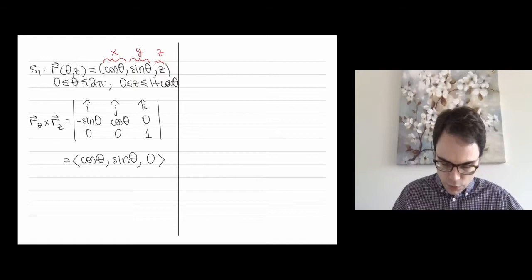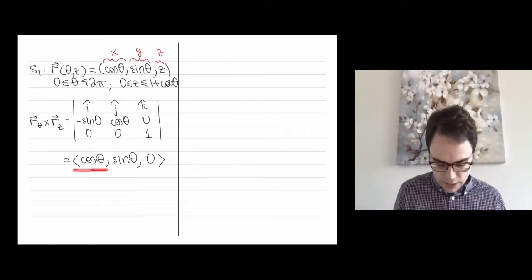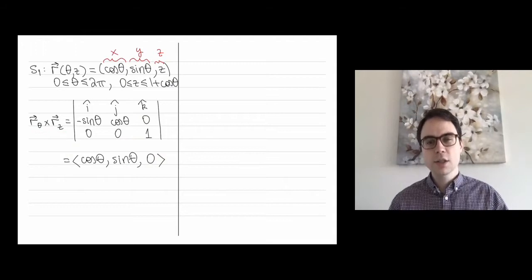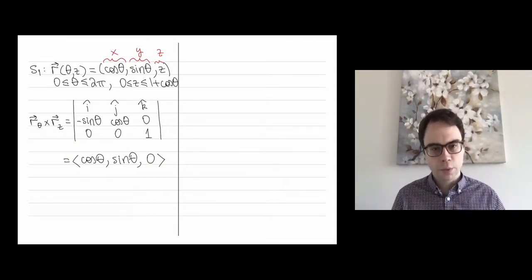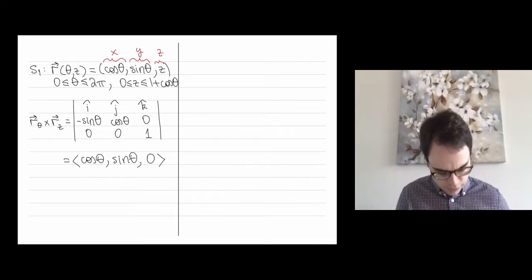Okay, so here's an interesting observation. This normal doesn't have a z component. So this cross product, this is an observation that's going to be very useful for us later, but not really necessary to proceed with the computation. But please bear with me for a second.